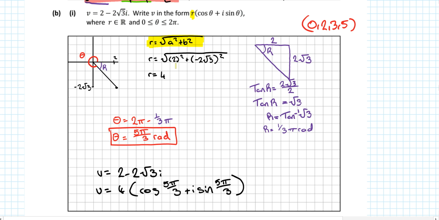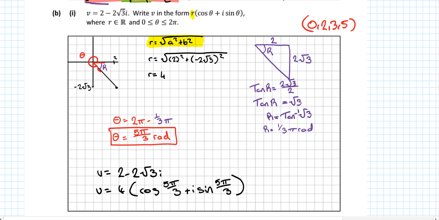So we're subbing in what we know A is, which is 2, and B is minus 2 root 3. Multiply it out and we get 4. Fantastic. And we need to get our argument, which is this red angle here. Remember, it's always measured from the positive side of the real axis. So it's this red bit that I want.